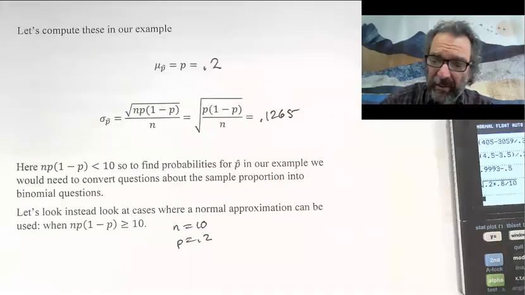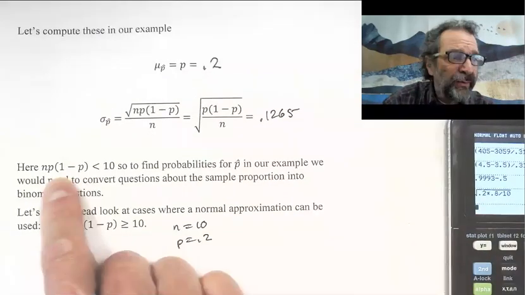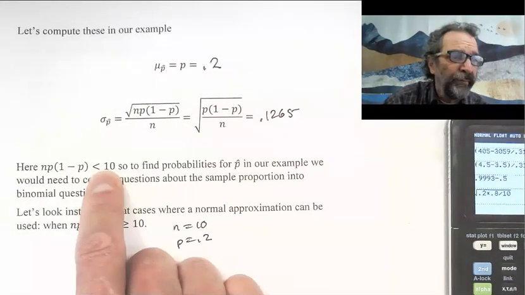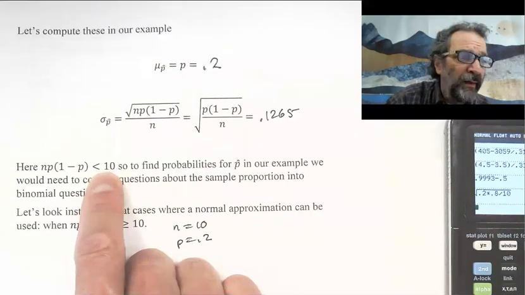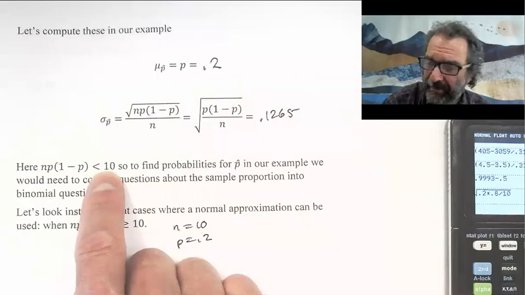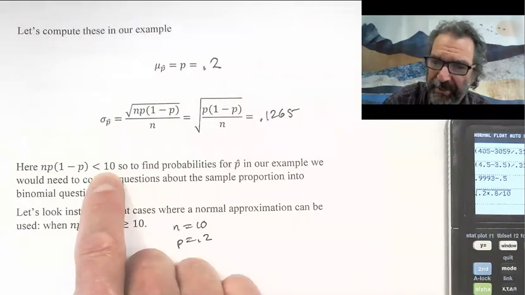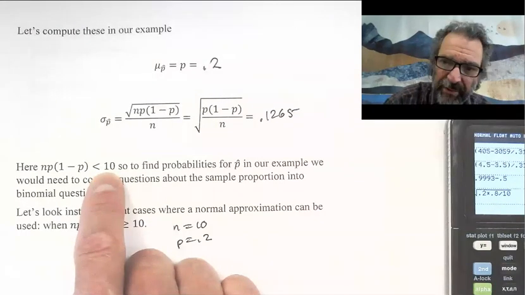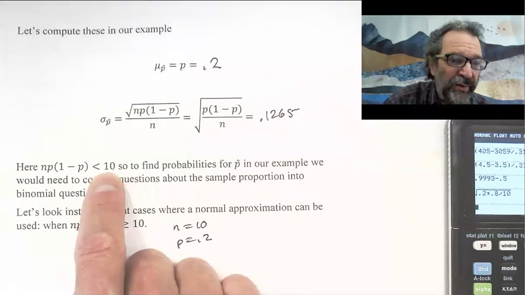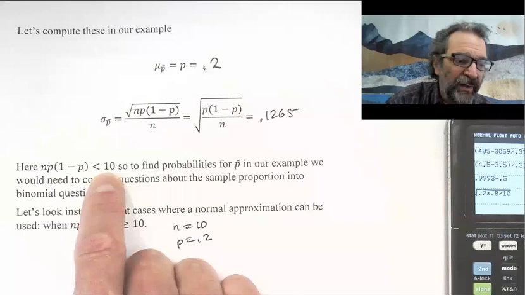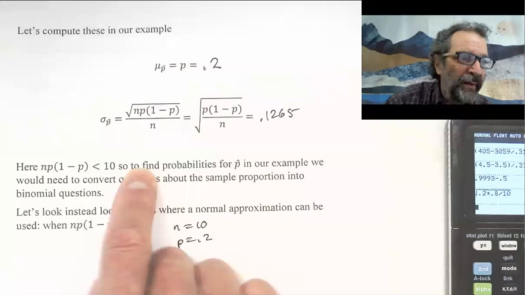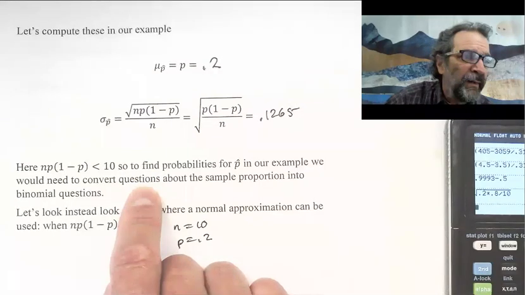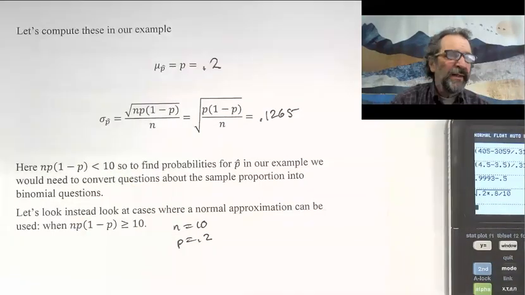It says here, NP times 1 minus P is less than 10. So here we go again. We can use the same NP(1 minus P) because if the binomial quantity was normally distributed, dividing by n to get the sample proportion just changes the position of that normal distribution. The shape will stay normal. So it says here, since it's less than 10, we can't use the mean and standard deviation to do anything.